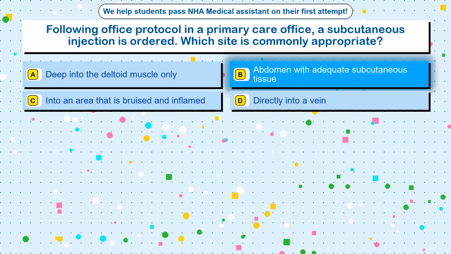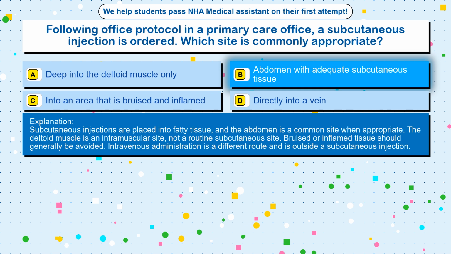The correct answer is option B, abdomen with adequate subcutaneous tissue. Subcutaneous injections are placed into fatty tissue, and the abdomen is a common site when appropriate. The deltoid muscle is an intramuscular site, not a routine subcutaneous site. Bruised or inflamed tissue should generally be avoided. Intravenous administration is a different route and is outside a subcutaneous injection.